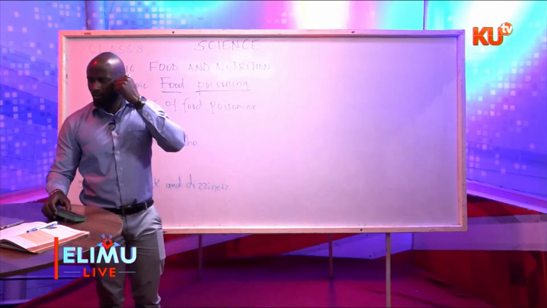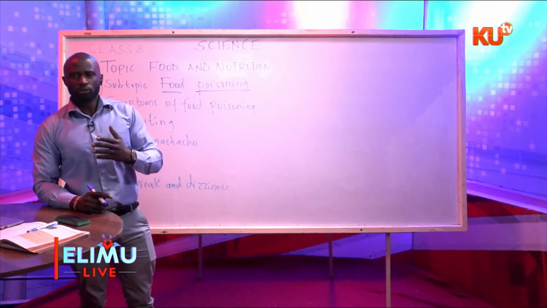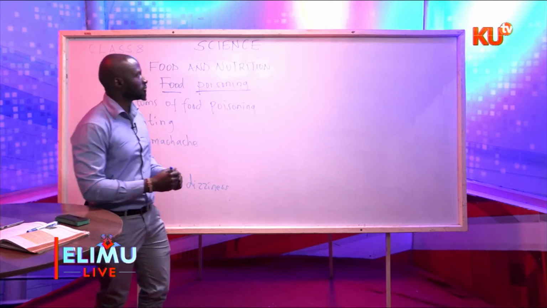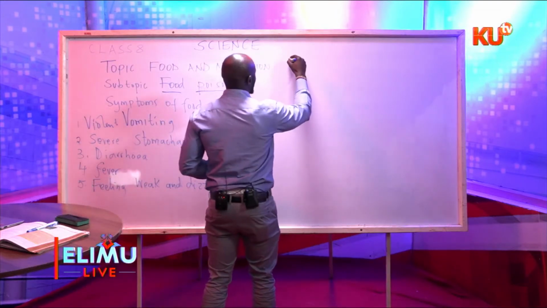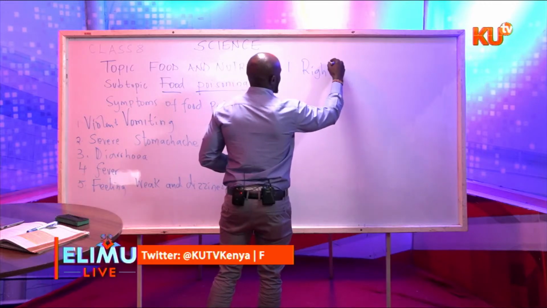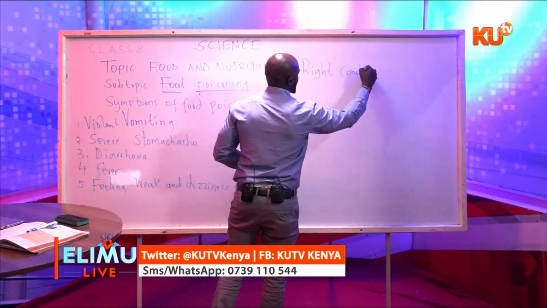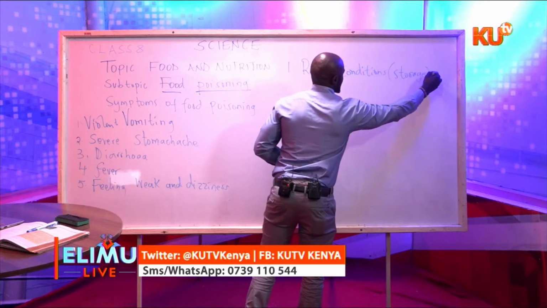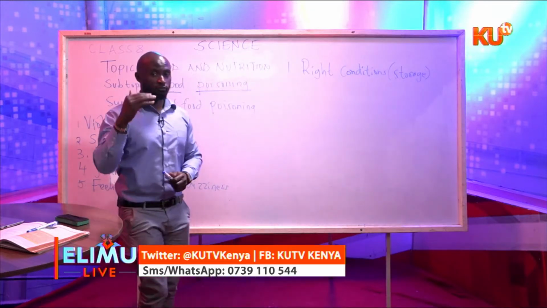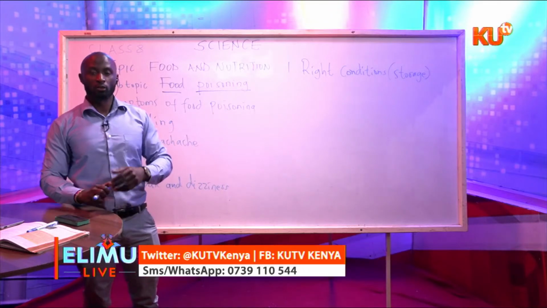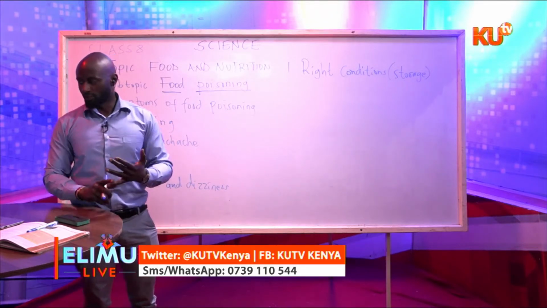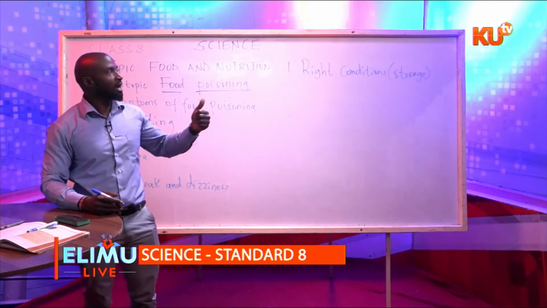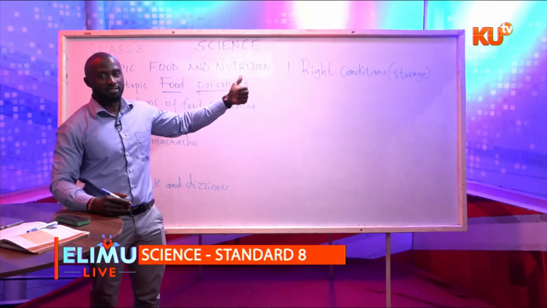And number one, we should store food properly under right conditions. Storing of food properly under right conditions. So I'll pick the word right conditions as far as food storage is concerned. So remember up there we talked of favorable, conducive environment or conditions where bacteria can grow, that is warmth, dirt, moisture, darkness. So if we avoid that, then we will have stored the food under right conditions.